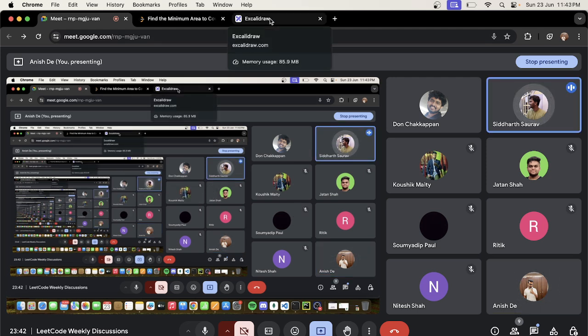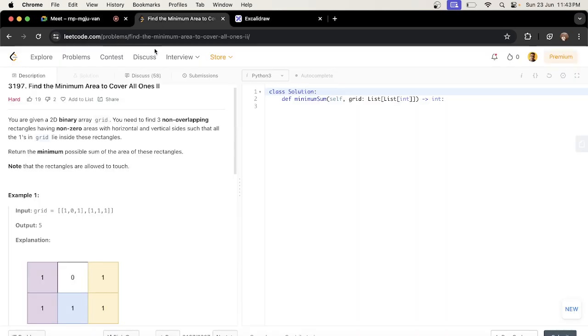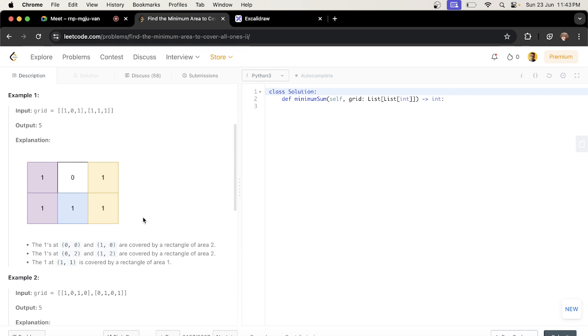Anis, can you explain the example number 1 of this question from the problem itself? Like how we achieved this from what you said, that we will try to find with the help of those 6 cases.